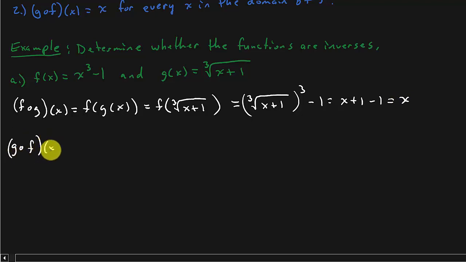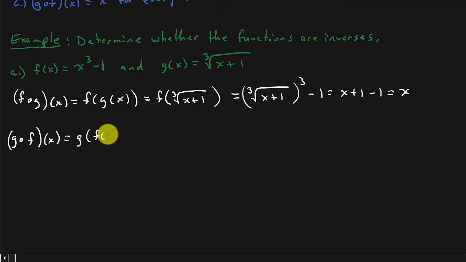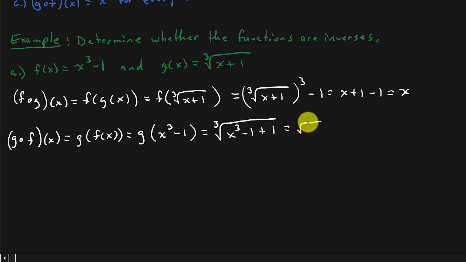Okay, we've got to show that both of them equal x. So we've got g of f of x is equal to g of, and what's f of x? That's x cubed minus 1. And so we take the x cubed minus 1, plug it in for x. So that's going to be the cube root of x cubed minus 1 plus 1. And so this is going to give me the cube root of x cubed. And the cube root of x cubed is x. So these are inverses. That would be yes.